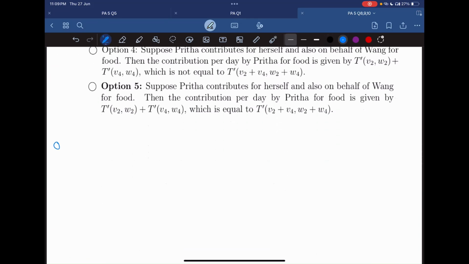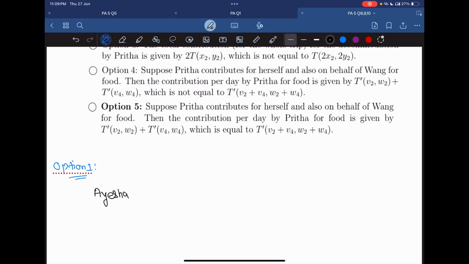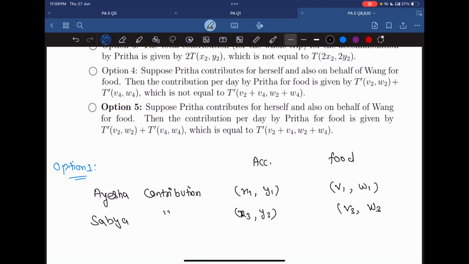So now, Aisha's contribution for accommodation is X1% and Y1%, that is for Manali and Kasol. And for food, it is V1% and W1%. While for Sabya, it is X3%, Y3%, and V3%, W3%.